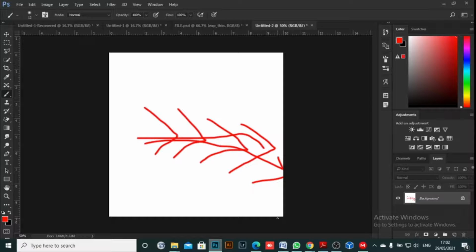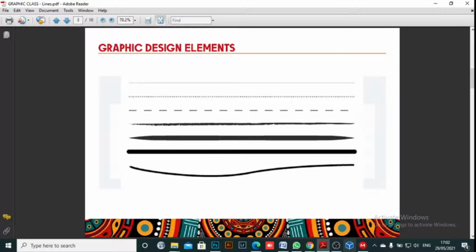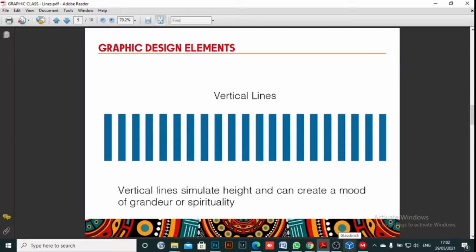You have the contour line, you have the dividing line. So let's just look at the meanings of lines.